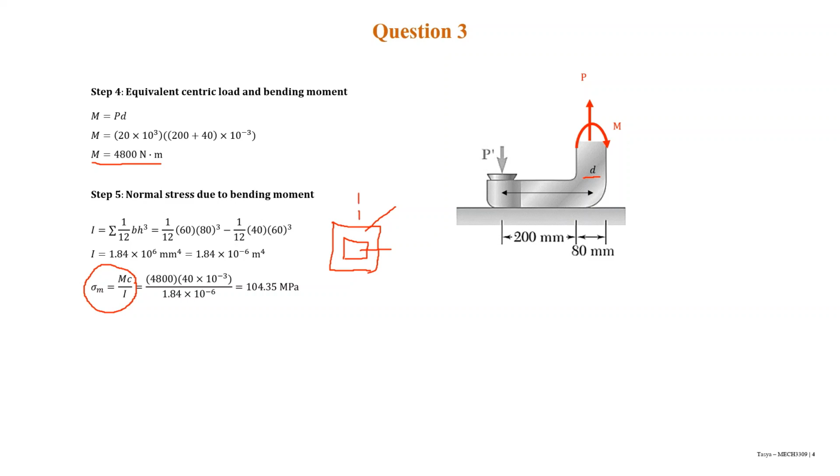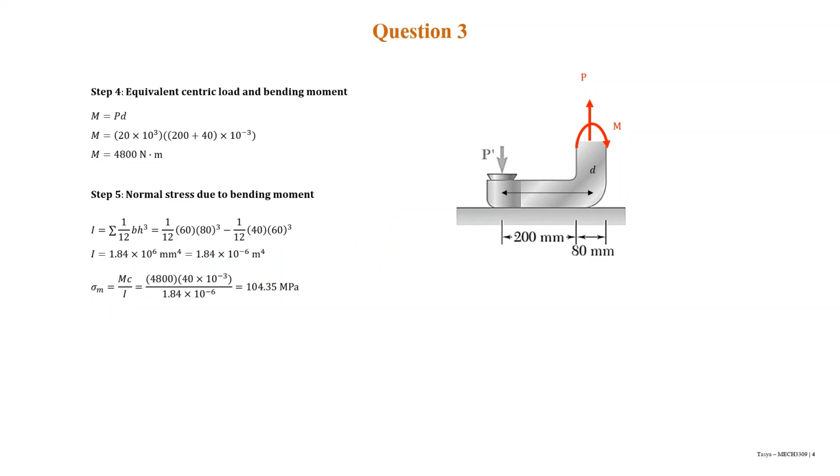And we set the neutral axis here, right? So the base is 60 and 40. We found the I, or the moment of inertia, is 1.84 times 10 to the power of minus 6 m to the power of 4. And we put this value into this and find that sigma M is 104.35 MPa. Let me erase this first.